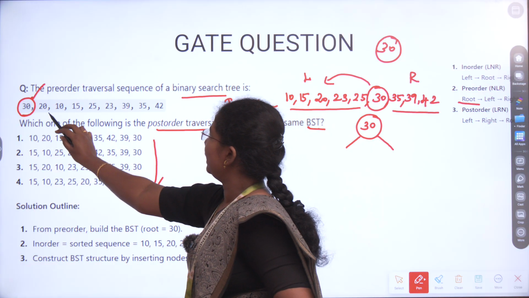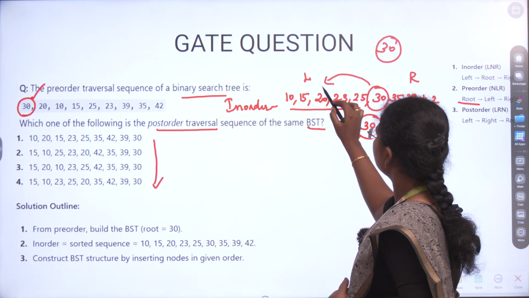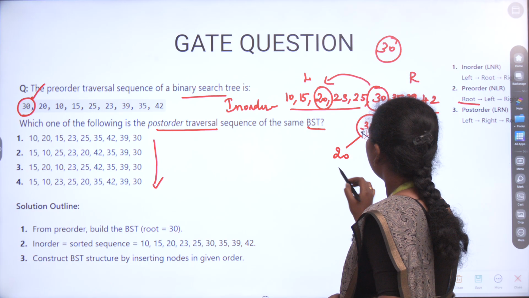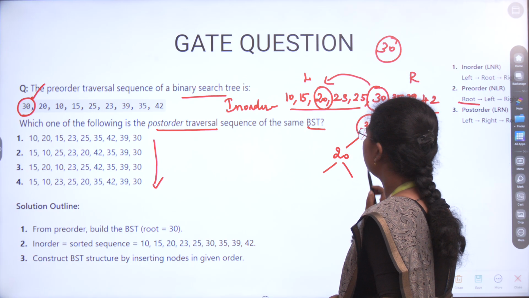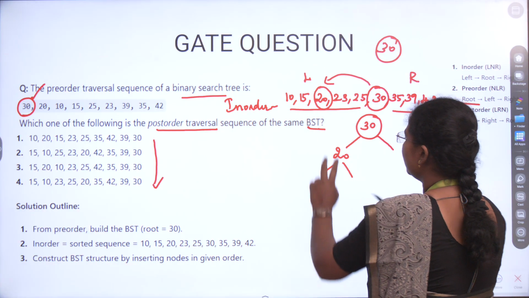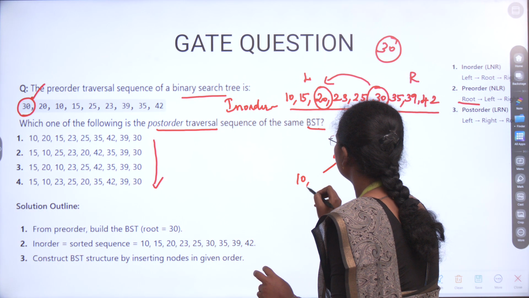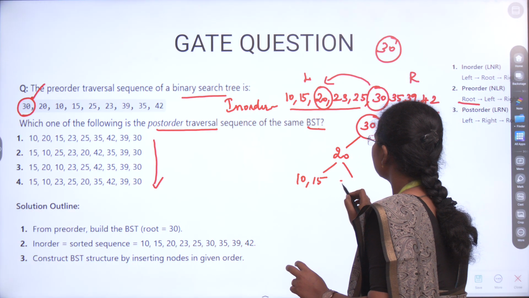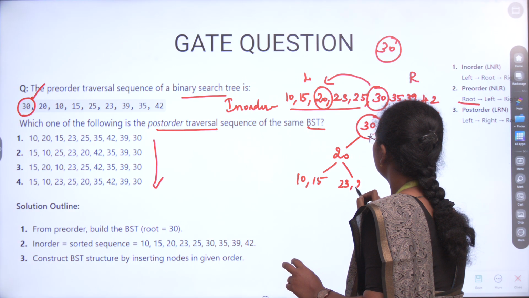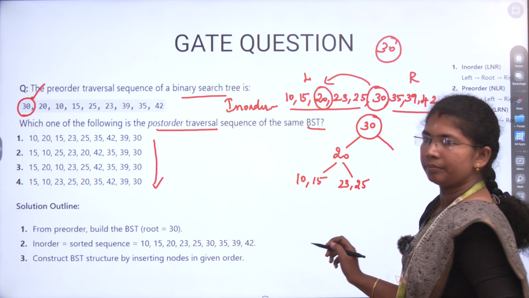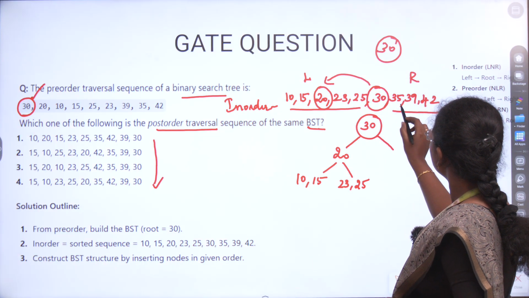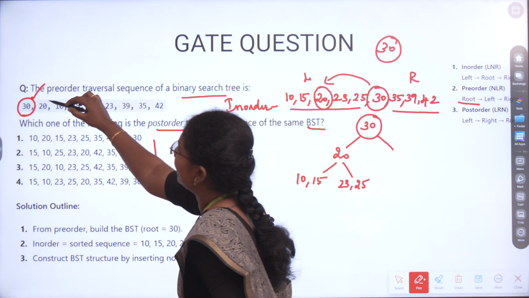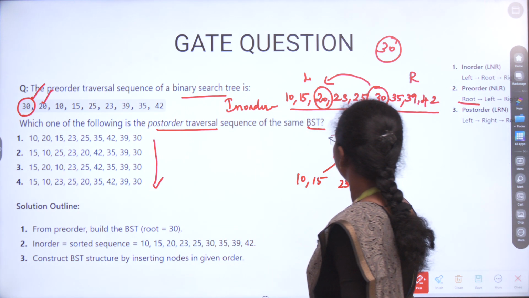So now next is 20. Here we are having 20, so this 20 goes as a root here. And under 20 we will be having 2 subtrees because 10, 15 will come under the left side and 23, 25 come under the right side. Likewise here 35, 39 and 42 will remain like this. So 20 we have placed in the correct order.